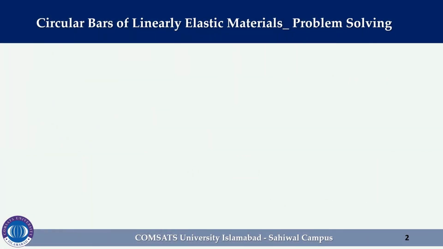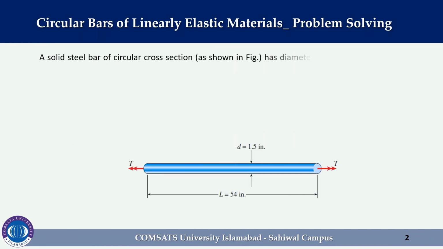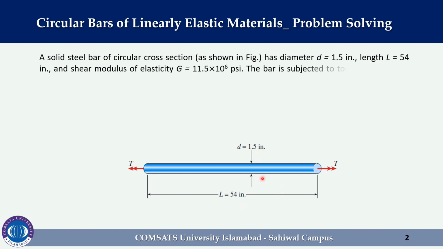So let's start. The problem statement is: a steel bar of circular cross section, as shown here in the figure, has diameter D equal to 1.5 inch and length, symbolized with L, equal to 54 inch. The shear modulus of elasticity G is 11.5 times 10 raised to the power 6 psi. The bar is subjected to torques T acting at the ends.